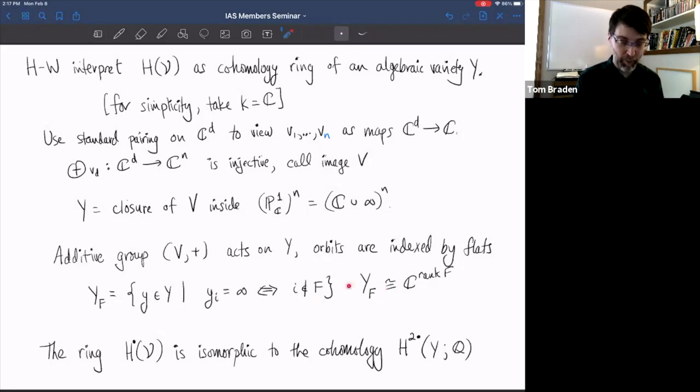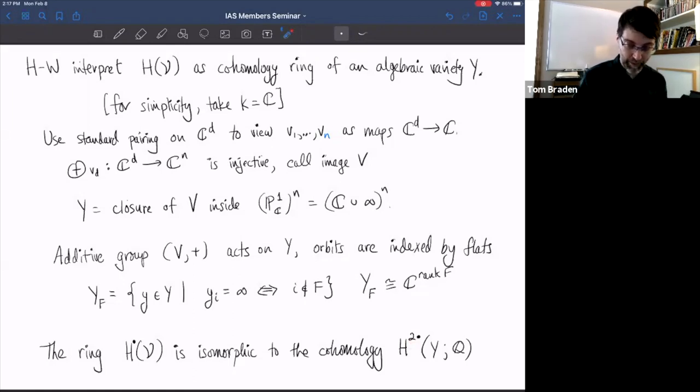And the collection of all points that have exactly those entries infinity is in fact an affine space of dimension the rank of the flat. So you get a very combinatorial decomposition or stratification of this space that naturally gives you a picture of the partially ordered set that you're interested in. And it turns out that this graded Möbius algebra H of V is actually the cohomology ring of this space, of this variety, with degrees doubled.